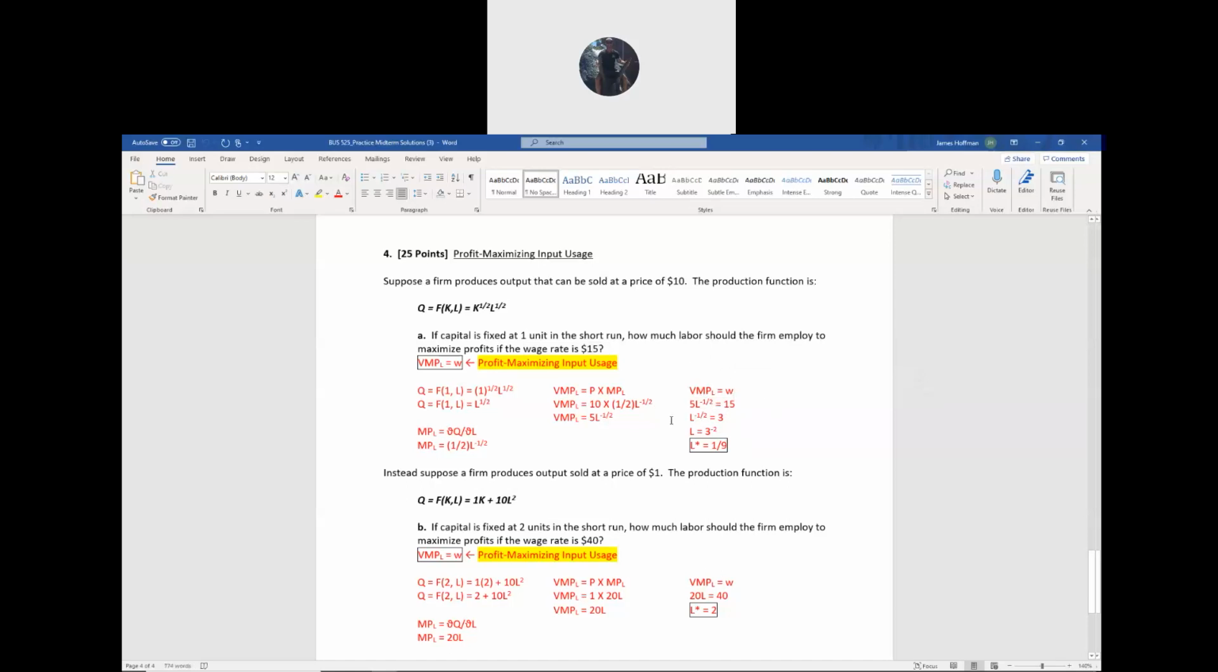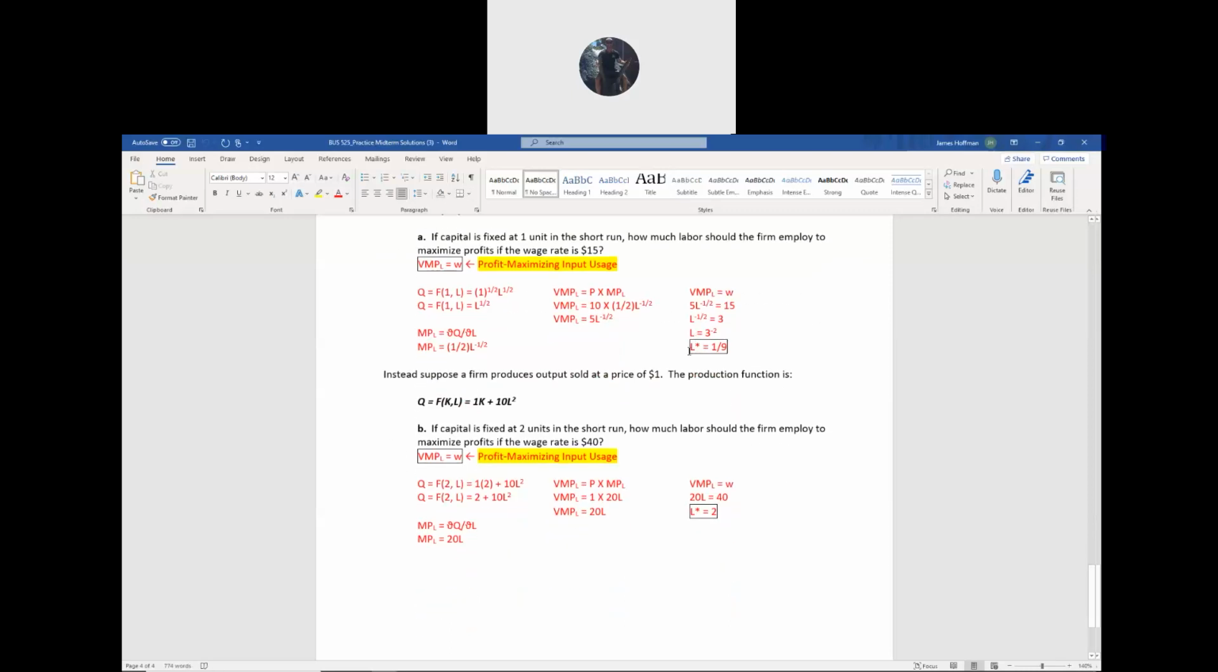So divide by 5, and we get L to the negative 1/2 equals 3, and raise both sides to the power of -2, and we get L equals 3 to the minus 2, and this is essentially 1 over 3 squared, which is 1/9. So the outcome came out a little weird here, but this is the mathematical solution where the optimal L star is 1/9. On your example, usually it should come out to a better number, but in this case it came out to 1 divided by 9.